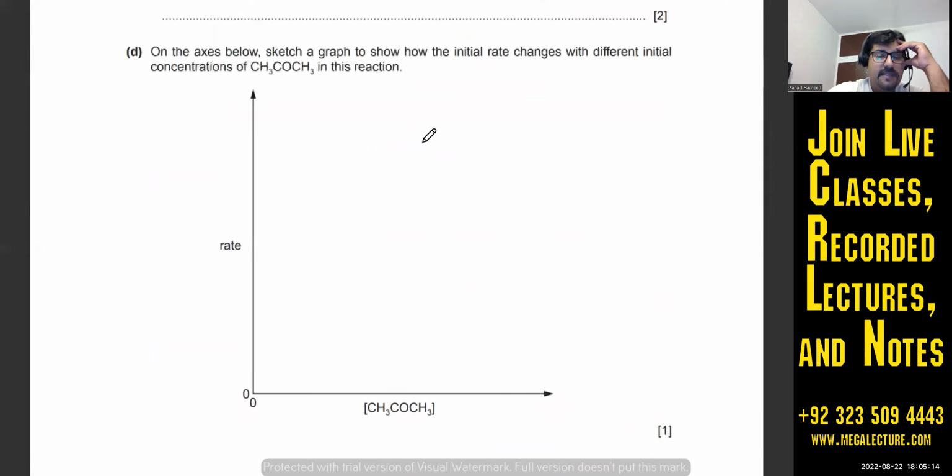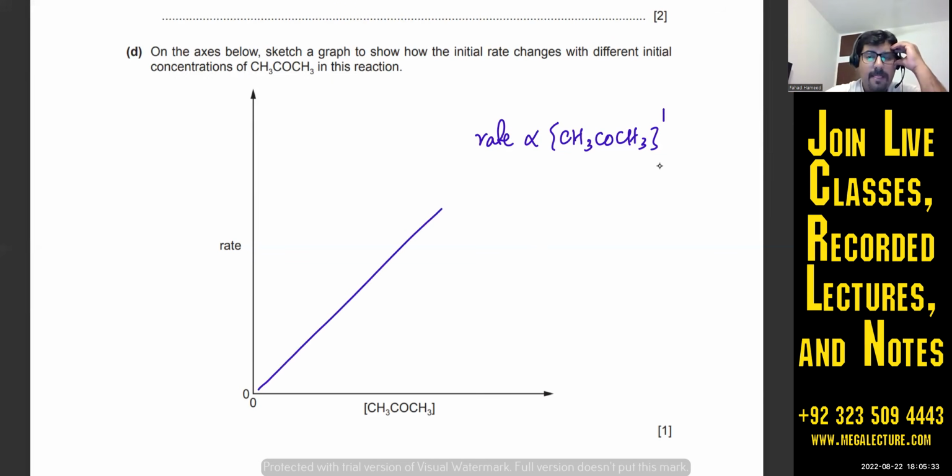So he's saying sketch this graph. That rate is proportional to propanone's concentration. And they already gave us that it's order 1, right? So direct proportionality, what is the graph of direct proportionality? It's going to be a straight line, right? Is it clear?